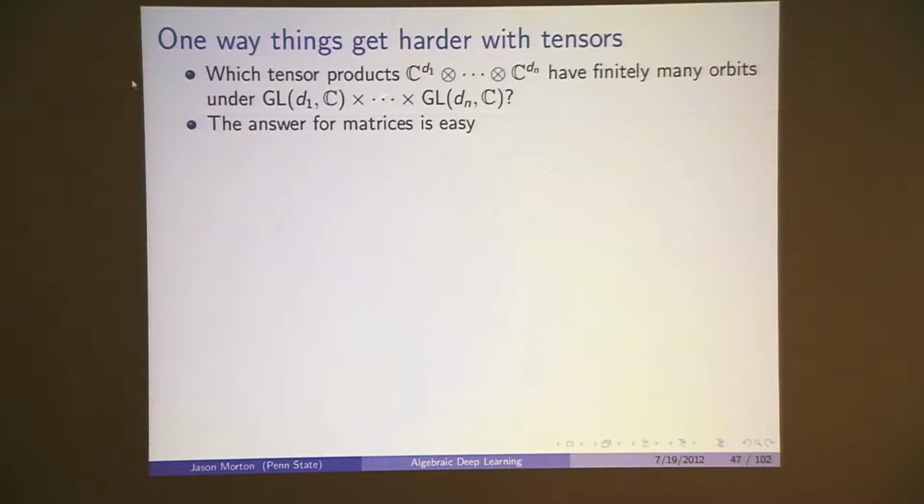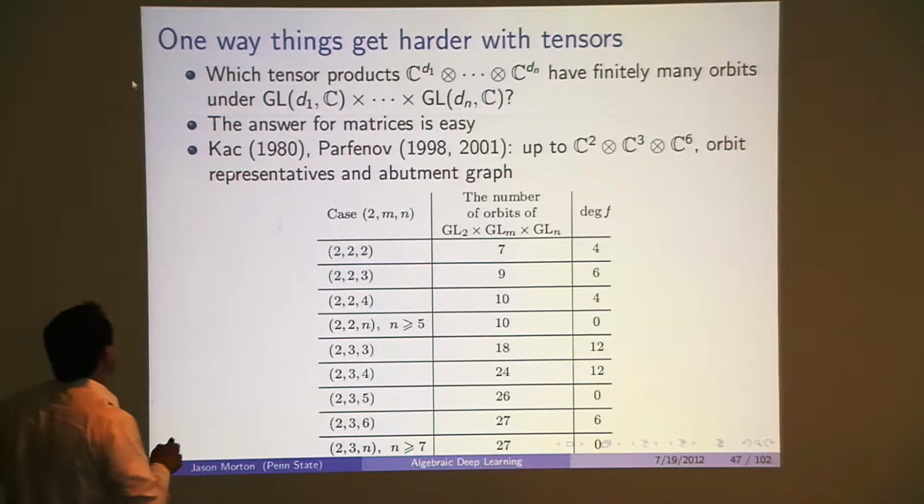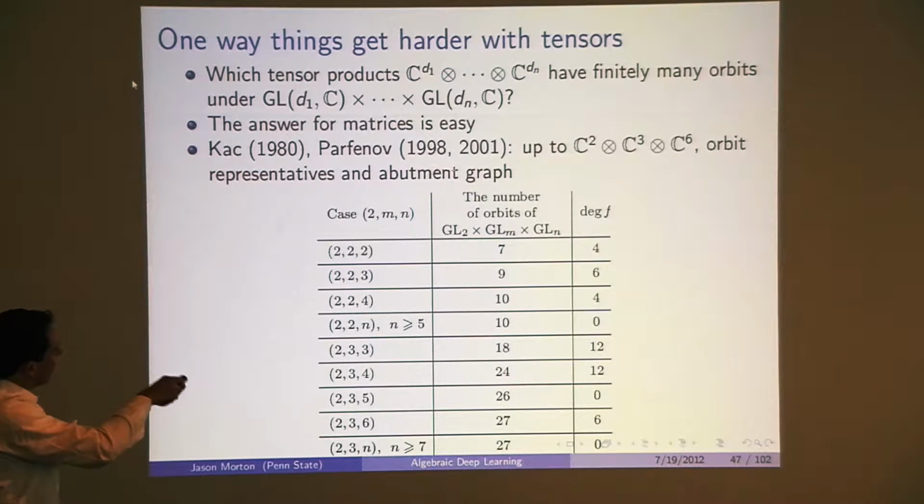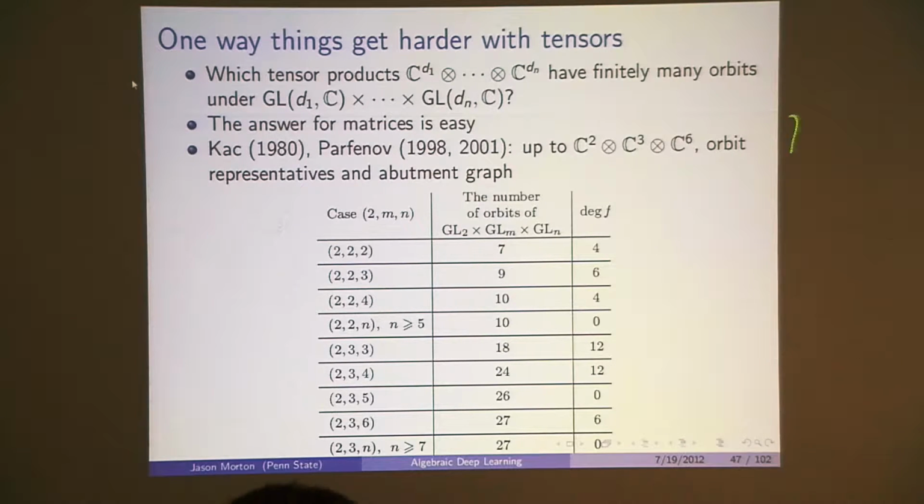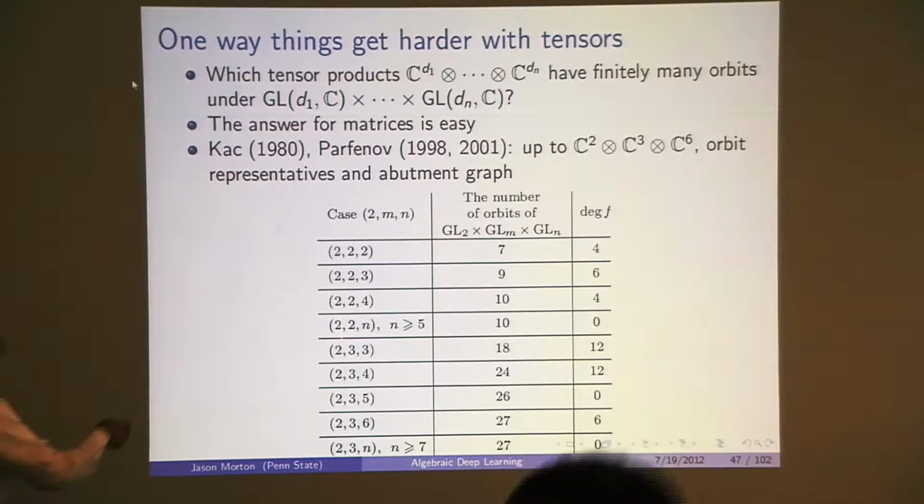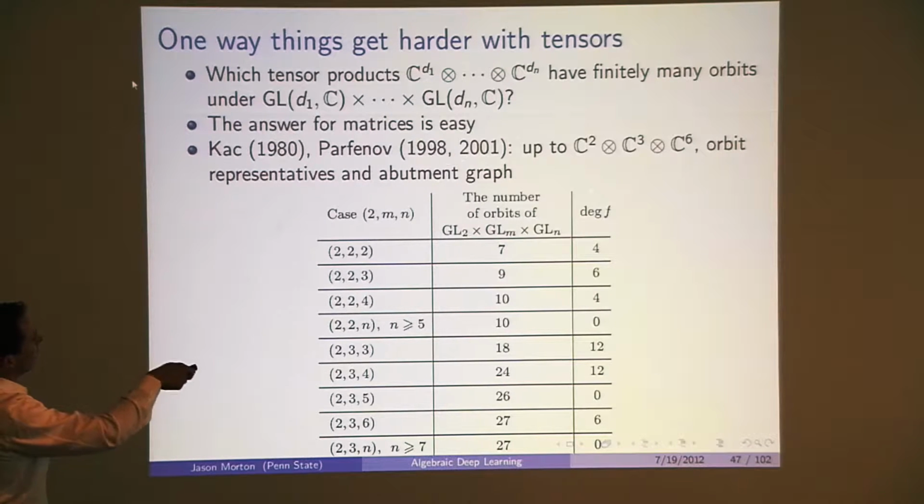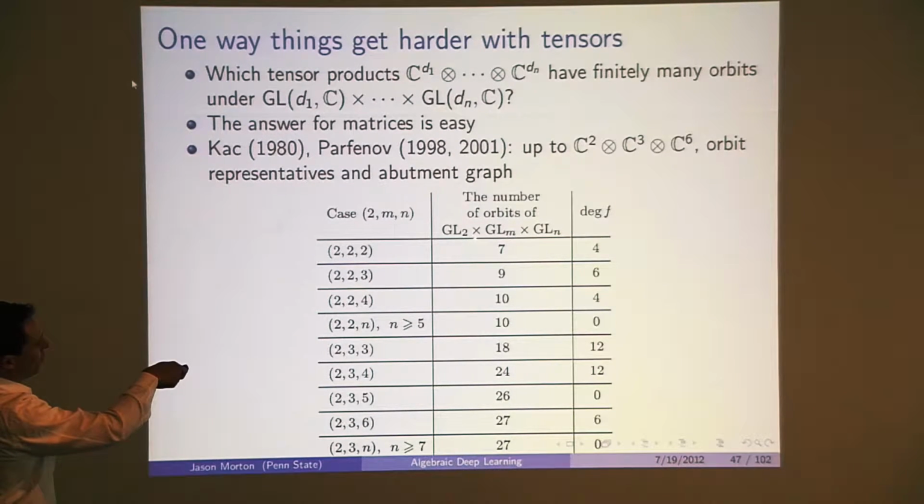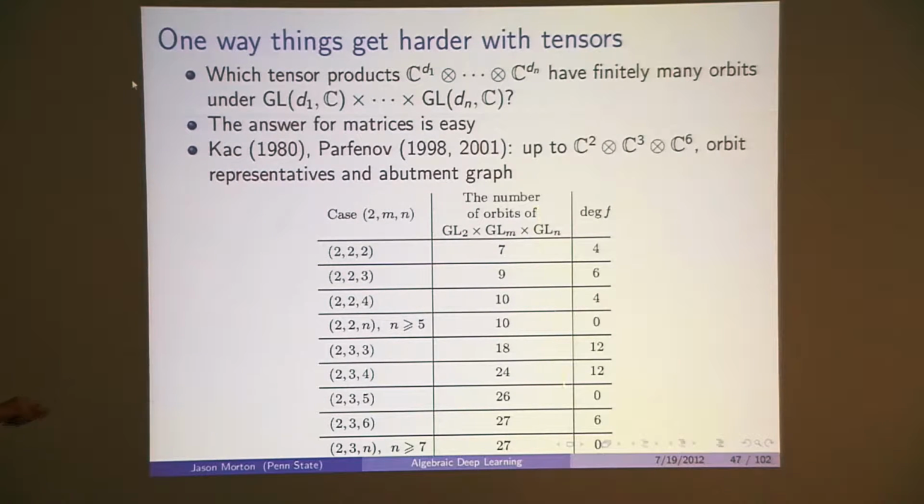So in the tensor case, that is only true for very small examples. This is worked out in a paper by Kac, and then there are some papers by Parfenov, a student of Weyman, that work this out very explicitly. And this is one of those things that's been sort of rediscovered maybe three or four times in the literature. And this just says that up to about 2 by 3 by 6, the number of orbits under this change of basis on each leg is finite. And when we get to things that are bigger than that, they stop being finite. So we're so different from the matrix case that there isn't even a characterization like rank to explain all of the different orbits as we change basis.